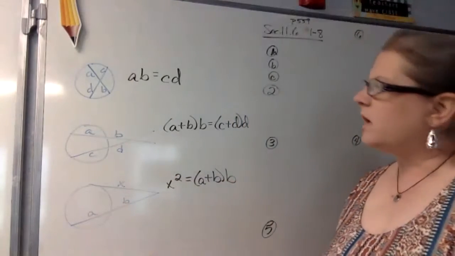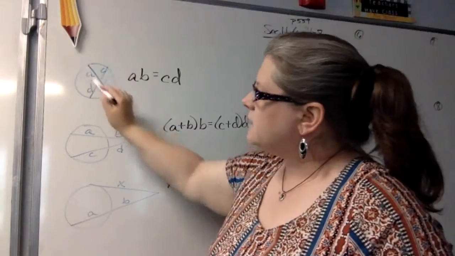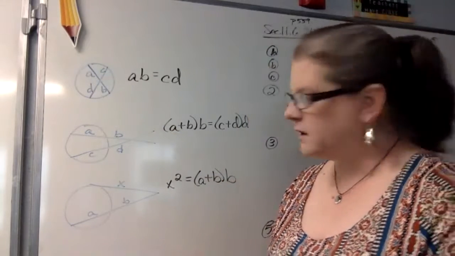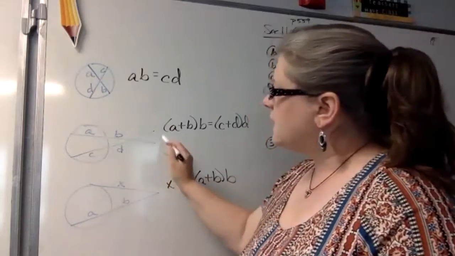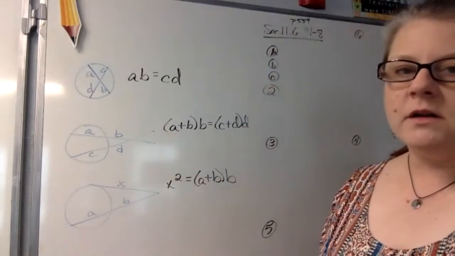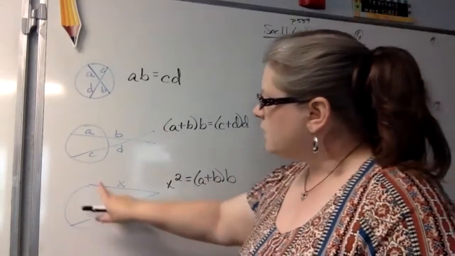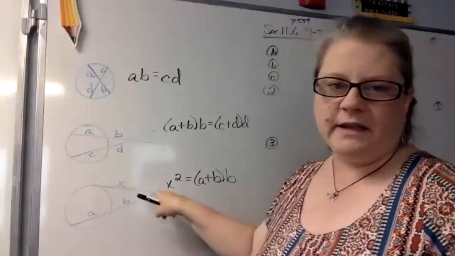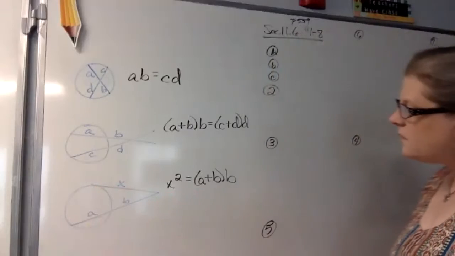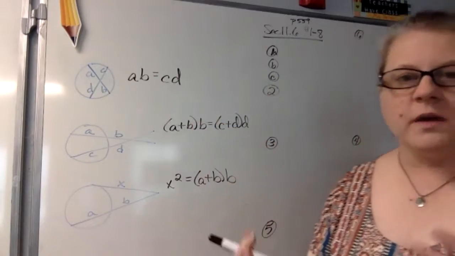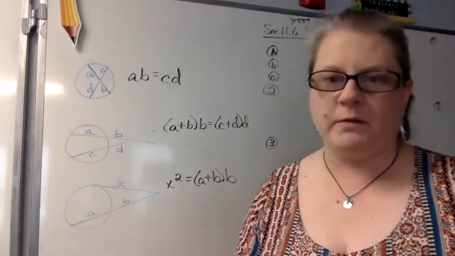We talked about how we're going to have secants that intersect inside the circle and give us a special relationship. We have secants that intersect outside of the circle. And then we also are going to have a secant and a tangent that intersect outside the circle. So you see I have three different things written up here. These are our three basic formulas for the three types of problems we're going to have.